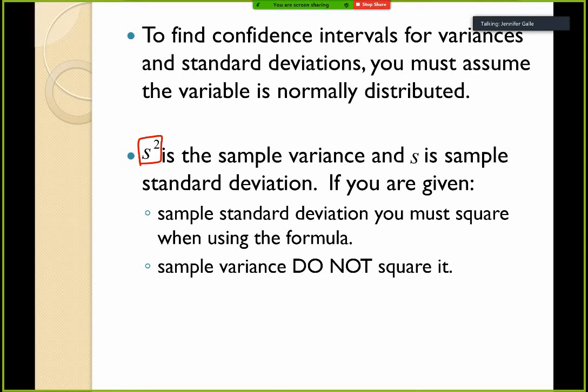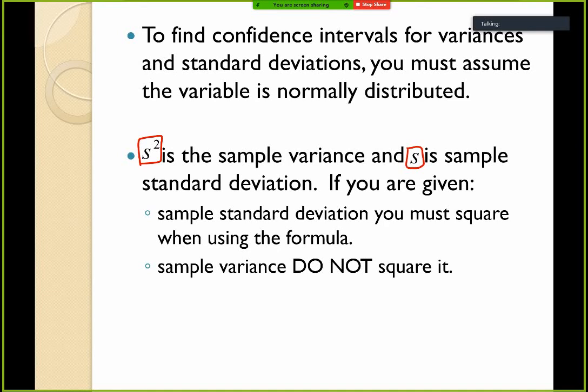S squared is the sample variance. S, just little plain old S, is your sample standard deviation. So let's make sure we talk about the relationship between the two. And then we're going to dig into the formula. We'll do an example and get you guys some time to practice. If you are given the sample standard deviation, you're going to have to square it when using the formula. The formula has S squared in it.